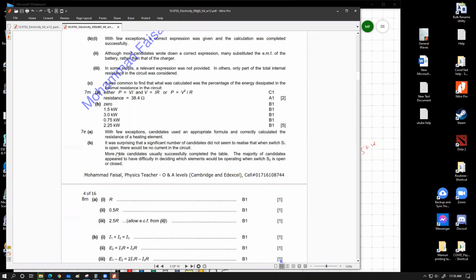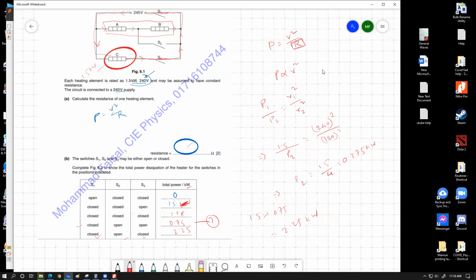And in the examination report, they have given us some interesting stuff. It was surprising that a significant number of candidates did not seem to realize that when switch S1 is open, there will be no current in the circuit. More able candidates usually successfully completed the table. The majority of candidates appear to have difficulty in deciding which elements would be operating when switch S2 is open or closed. So it is the position of switch 2 that was actually the deciding factor for which people could score full marks and which people could not. So that's pretty much it for this question discussion.